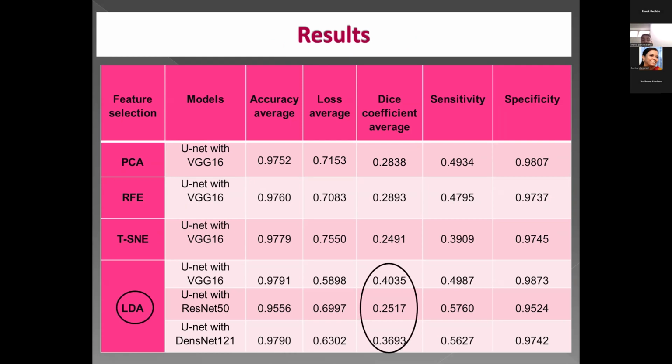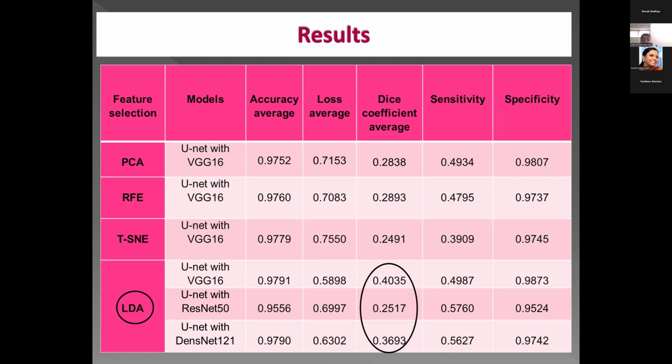So if we see the LDA dice coefficients, we will observe that the performance is better in comparison with other feature selection methods. U-Net with a VGG16 backbone using LDA achieved the highest dice coefficient among all feature reduction models, 40% compared to our previous study, which reported a highest dice coefficient of 28%. This represents a noticeable improvement.